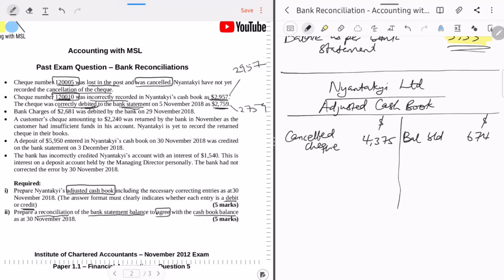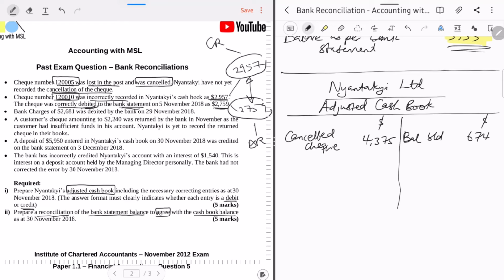Who recorded more and who recorded less? The correct figure should have been 2759. We recorded what? 2957. So it means the bank has debited our bank balance with what? 2759. We have credited 2957. It means we have over recorded. We need to reduce the amount recorded. If you have an over recording on the credit side, it is only a debit entry, the opposing entry, that can reduce it. So we need to make a debit entry of the difference between these two figures, right? To reduce it to what the correct thing should be.